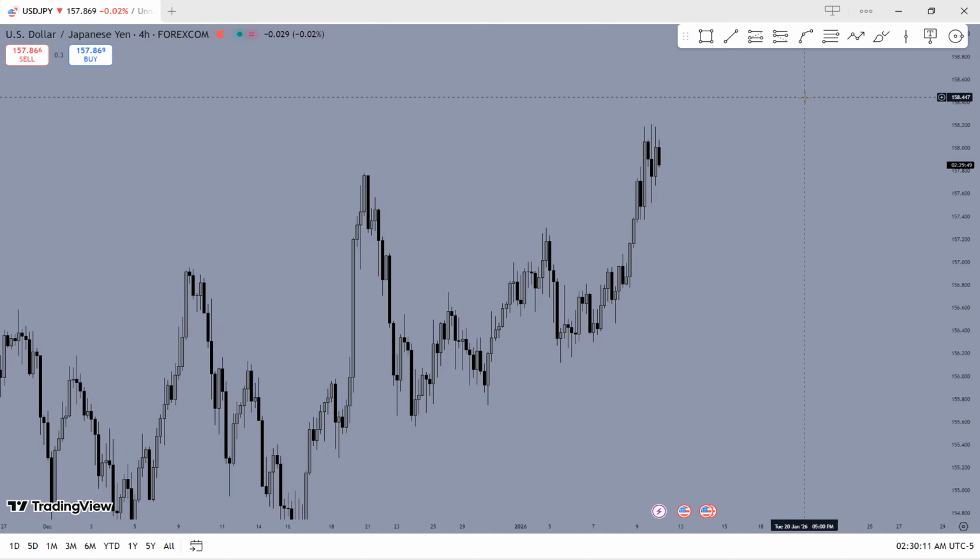As you all know, I make use of MSNR and CRT. So last week I did a trade breakdown of a trade I took on AUD USD. So today it is USDJPY, and let me quickly get started with some explanations.